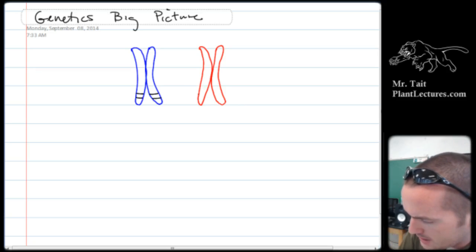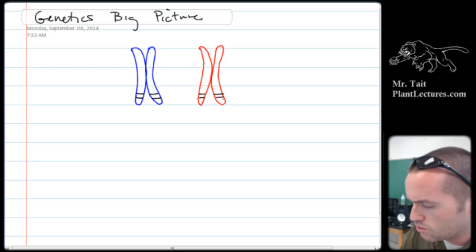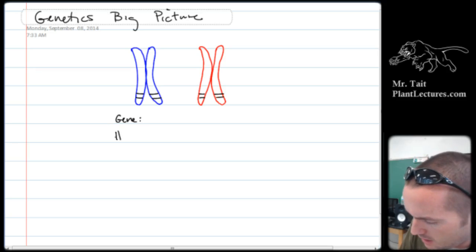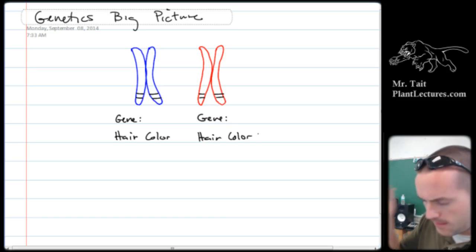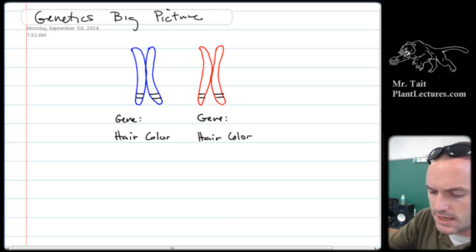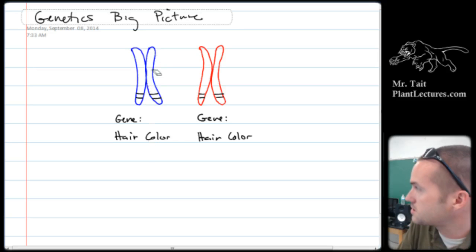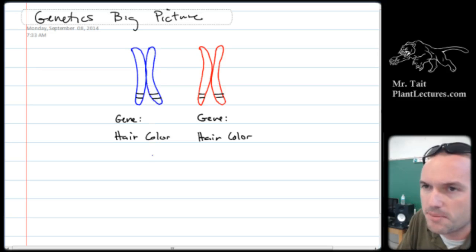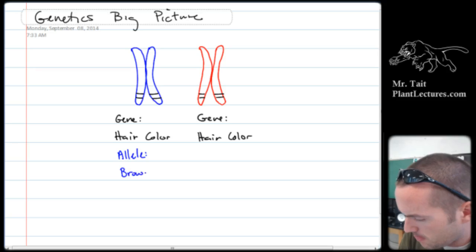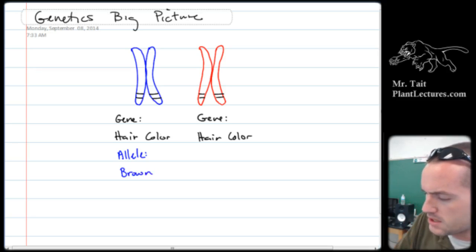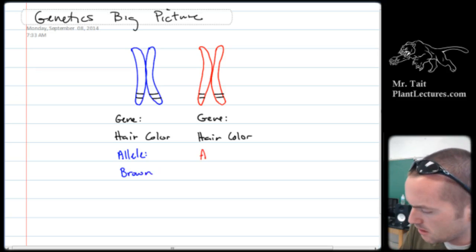So we're going to say that this band down here corresponds to a gene for hair color. So the gene is going to be hair color. All right. And we're going to say that the father, the person who this chromosome came from, let's say the father had brown hair. So we would say that the allele would be brown. And we're going to say that the mother had blonde hair, so the allele, in this case, would be blonde.